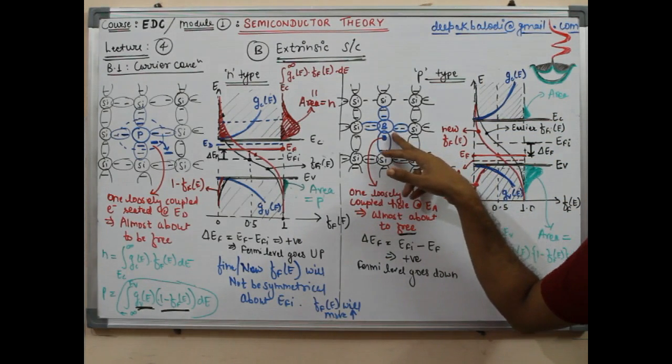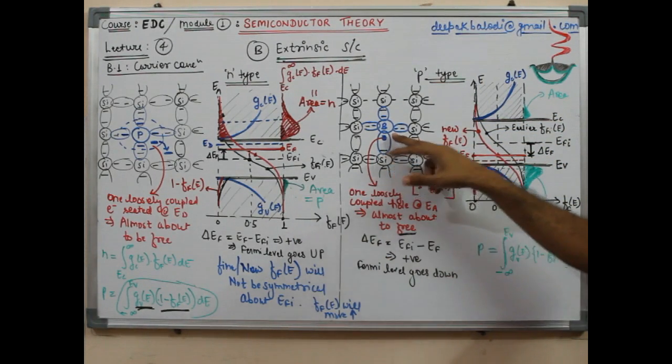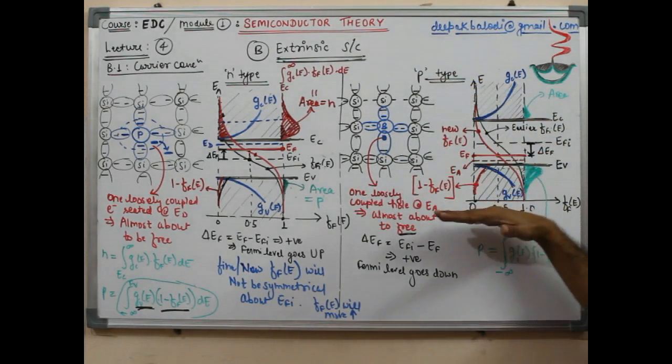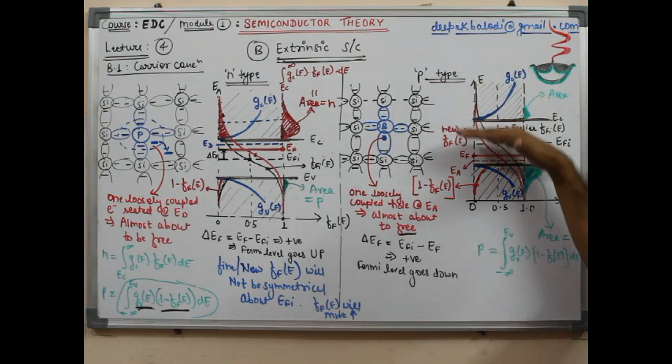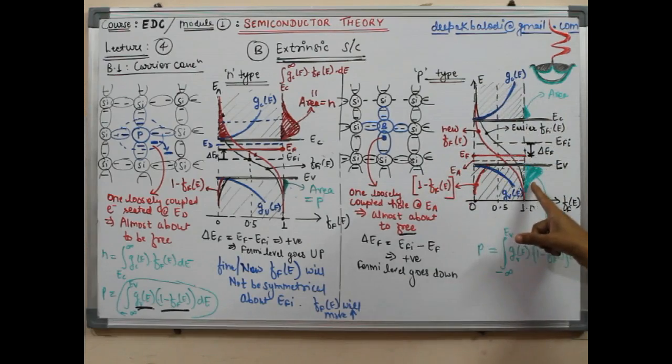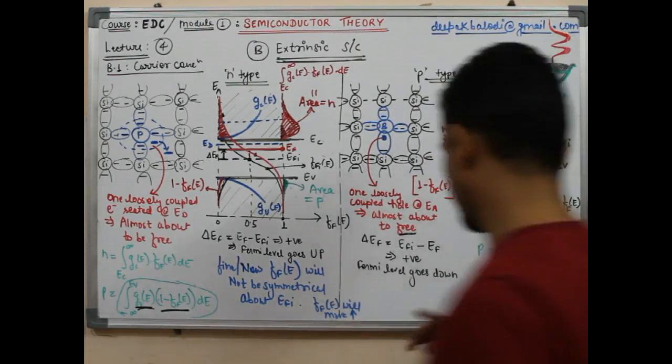case, if we dope lots of boron atoms, then lots of free holes will come into the picture. So the shift of Fermi level will be more, or the shift of Fermi Dirac function will be more. So when the shift of Fermi Dirac function will be more, this area will further increase. So let me quantify this thing.